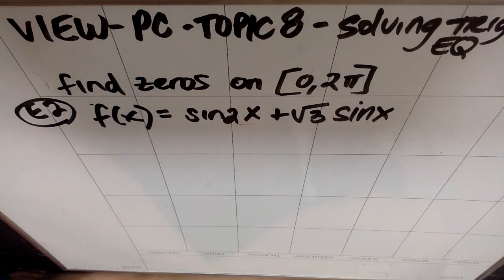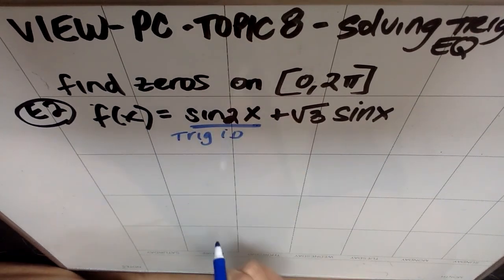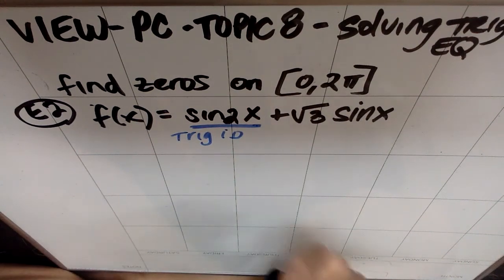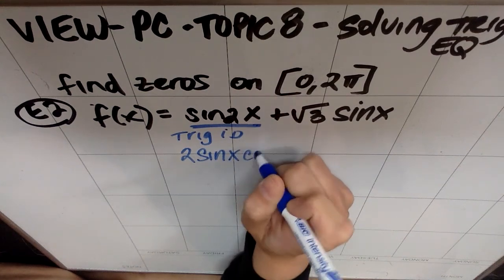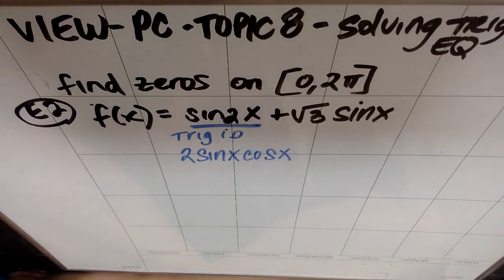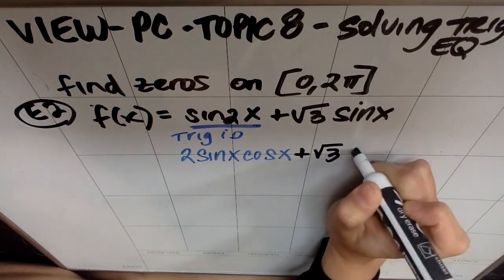So I'm going to need to use a trig identity, and we learned a couple of trig identities in the last section. I'm going to need to use a trig identity to replace this. So you may recall from the last section that sine of 2 theta is 2 sine of theta cosine theta. So here, this will be 2 sine of x cosine of x. That's what that entire expression can be replaced with. And then plus this root 3 sine of x.